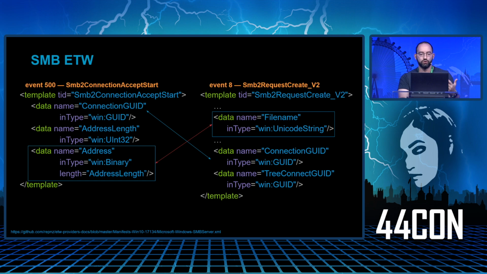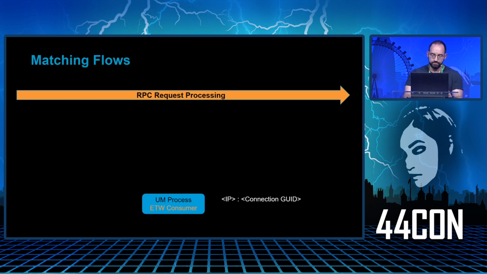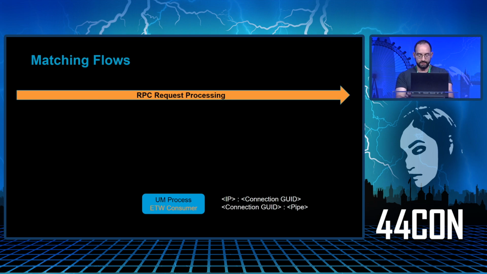Now, I know that this may not be that clear with just arrows and boxes, so let's take a look at what happens chronologically when we have an RPC call over SMB. The first event that we will see is from the SMB provider about connection accept start. And there we'll have the IP of the client and the connection GUID. After a very short while, we'll also see an event, again from the SMB provider, for file request. And then we'll have the connection GUID and the pipe name, because they'll open the pipe for RPC calls. And lastly, we will have an event from the RPC provider with the pipe name, the opnum, and the interface, which is what we want.